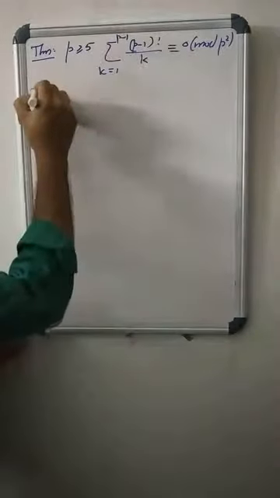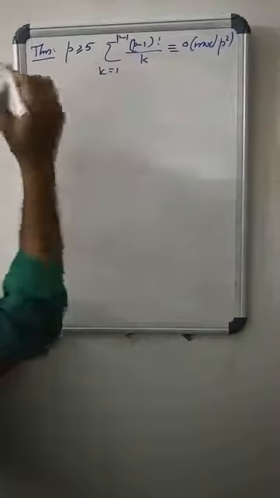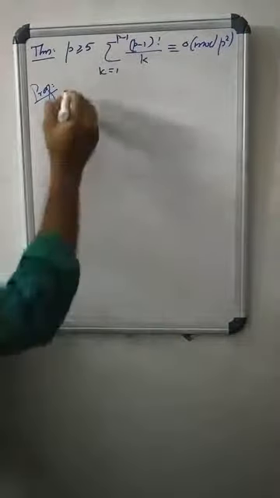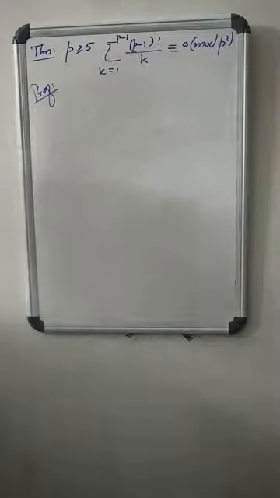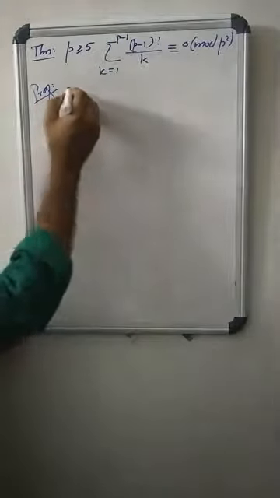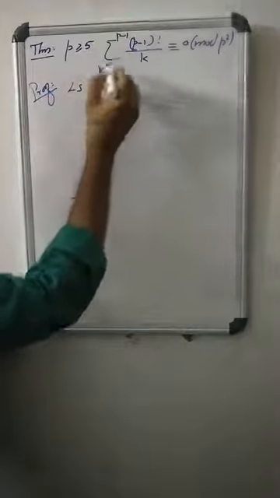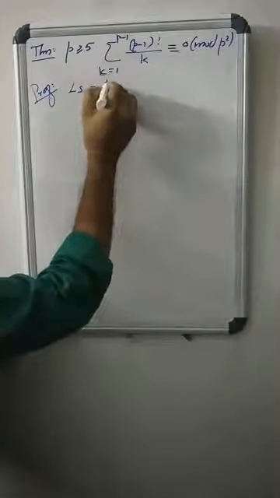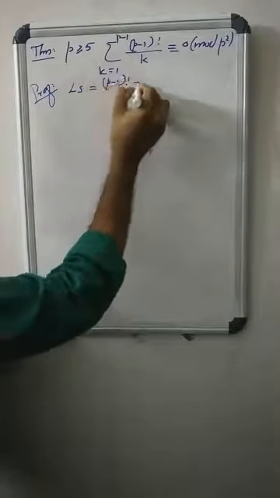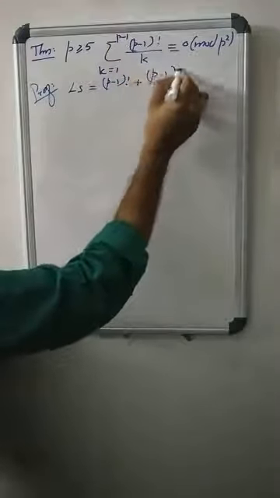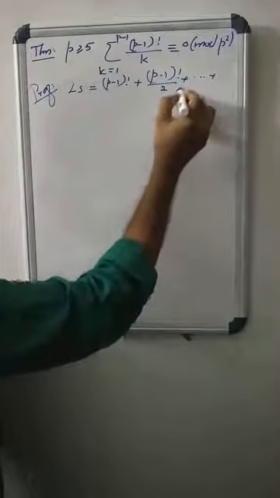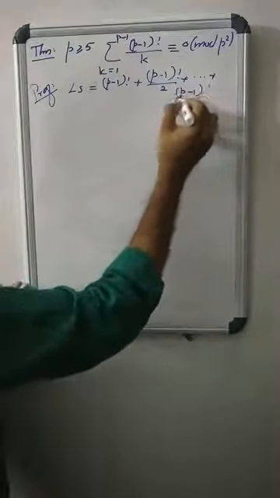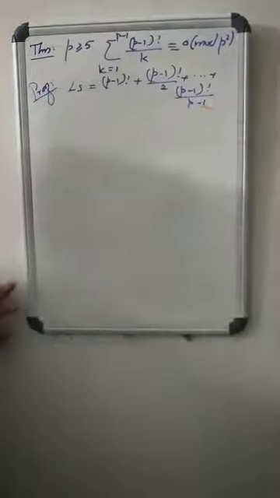So what about its proof? Its proof is, come to the sum. Here, the sum over k from 1 to p minus 1 of (p minus 1) factorial by k. This left side is nothing but (p minus 1) factorial plus (p minus 1) factorial by 2 plus etc. plus (p minus 1) factorial by (p minus 1).